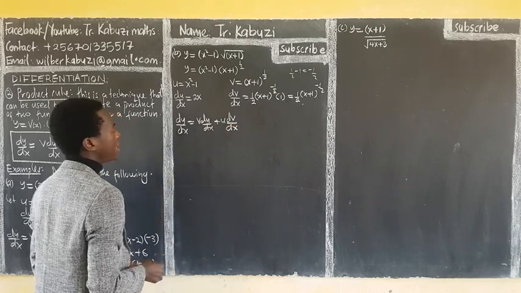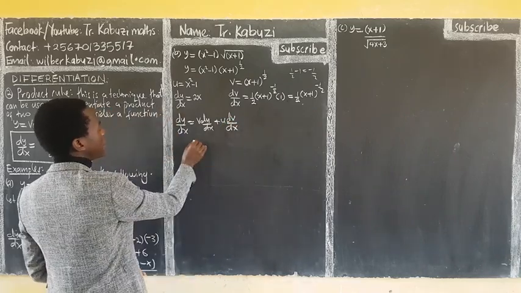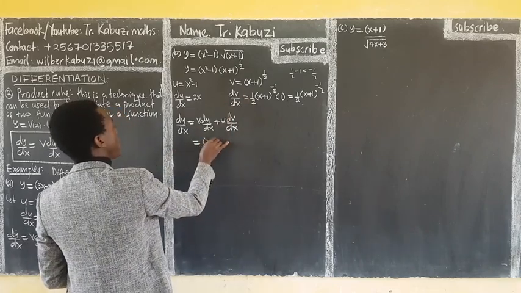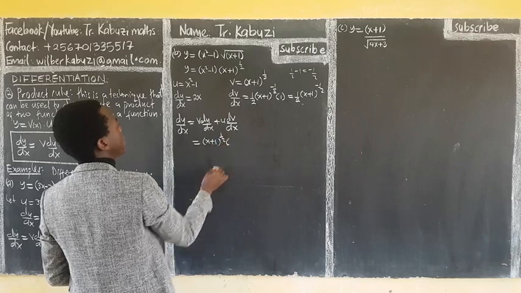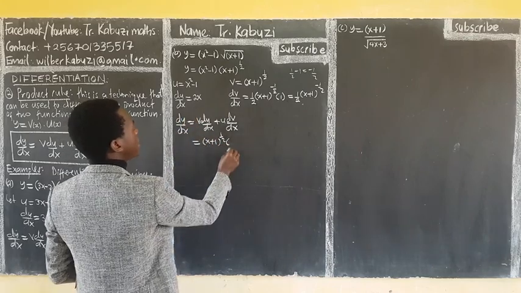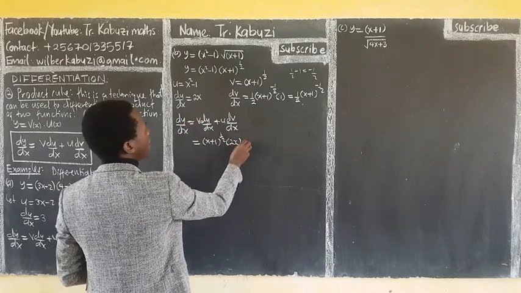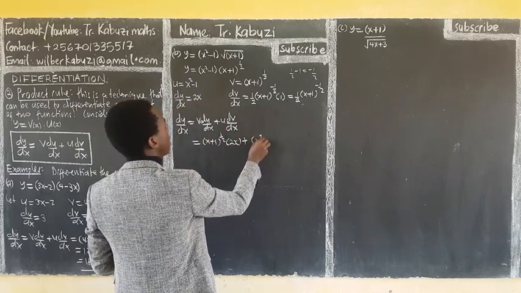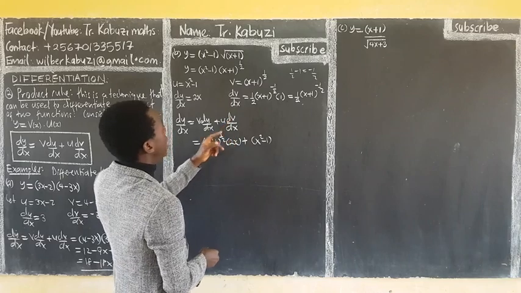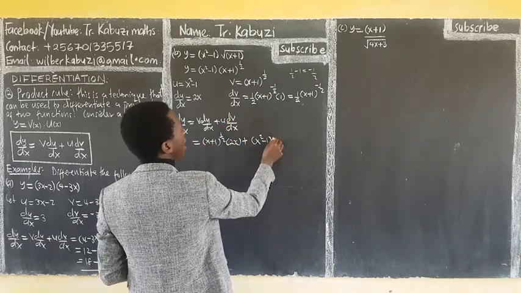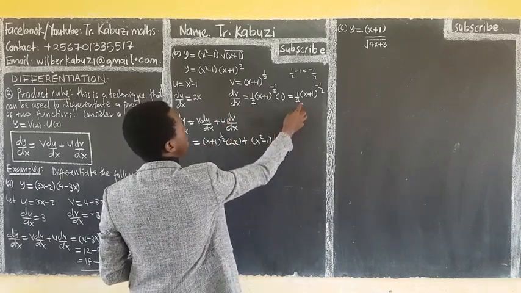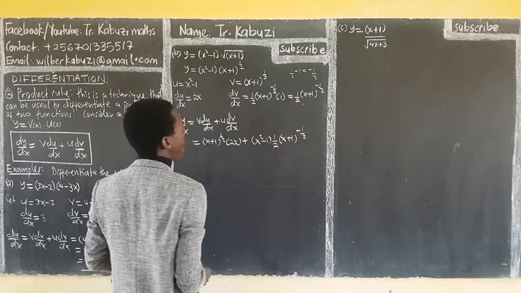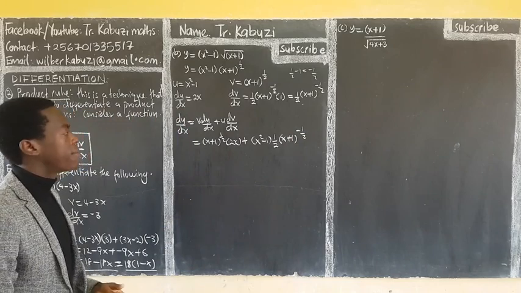Just substitute into the formula. So now if I substitute, I have my v as power half into du dx, which is 2x, then plus u, which is then dv dx. My dv dx is here as a half into x plus 1 power negative a half. Now this one, you go further to simplify.